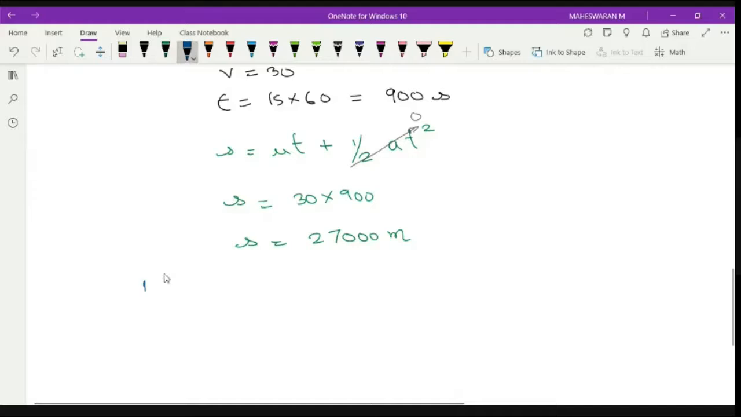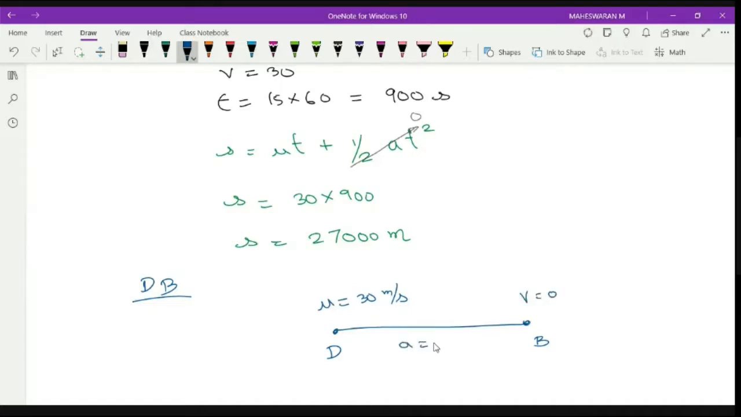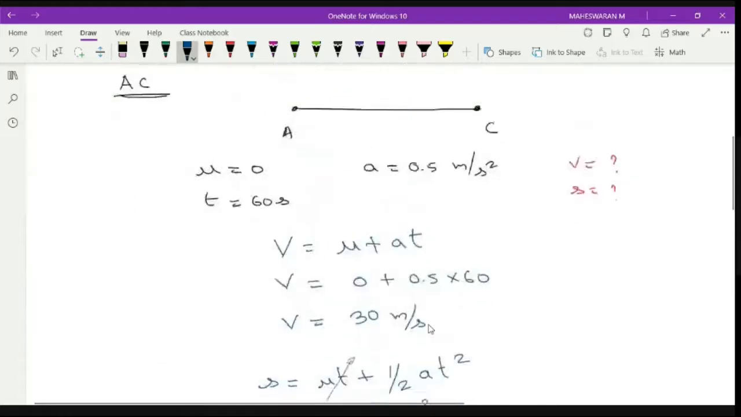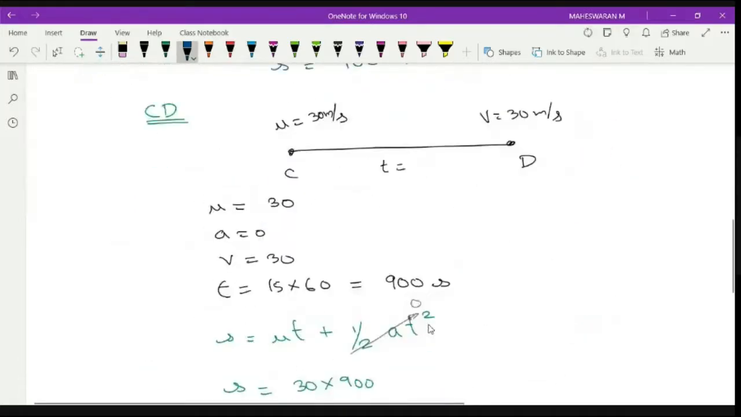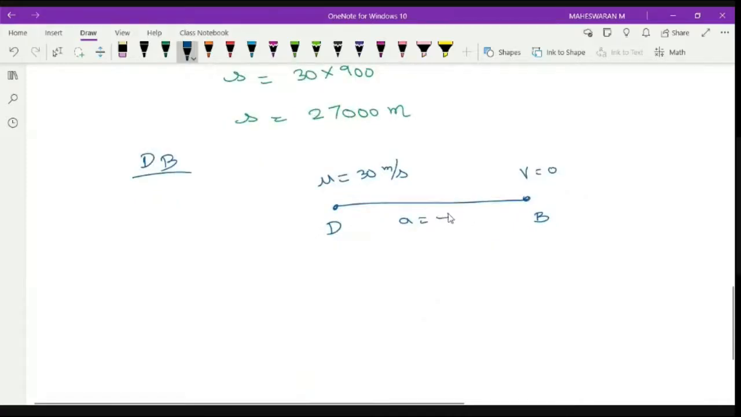Okay, so next DB. I consider location D and this is my B. My initial velocity is the same as the previous one, which is 30 meter per second. Final velocity is zero. And the acceleration is also given: minus 1 meter per second square. So the unknown data are S and the time T.